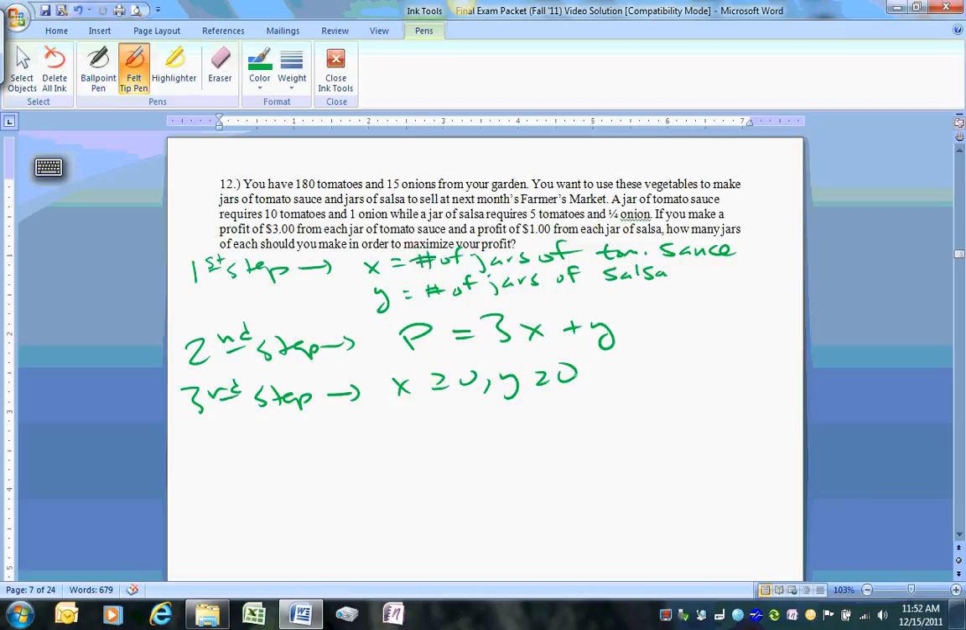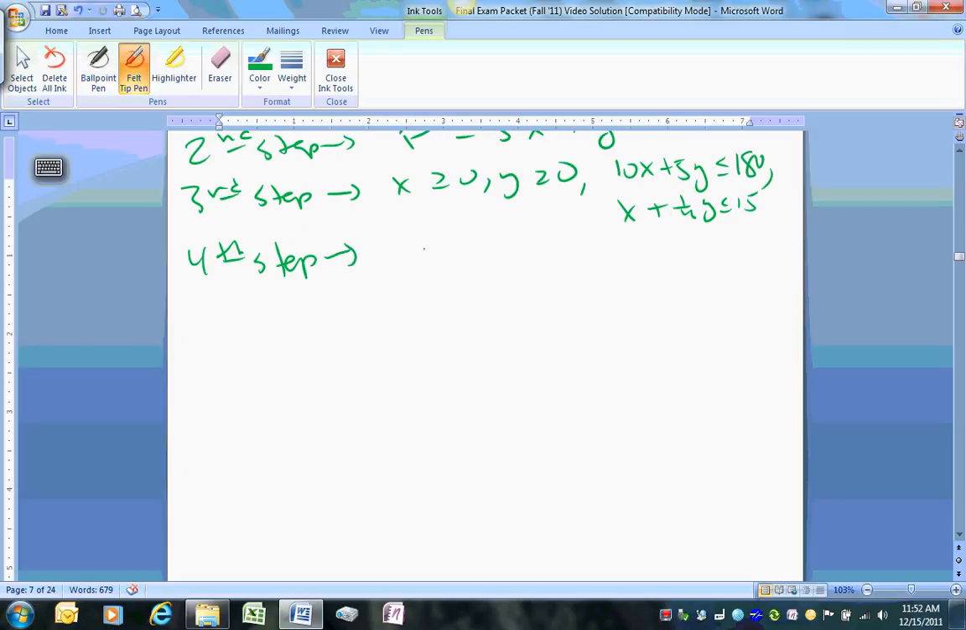We also need 10x plus 5y to be under 180. That's a tomato constraint. The onion constraint is this, x plus 1/4 y has to be less than or equal to 15. Fourth step, graph. I will provide you with a graph with the proper units labeled, so you don't have to worry about making a graph. But we do know it has to be in the first quadrant.